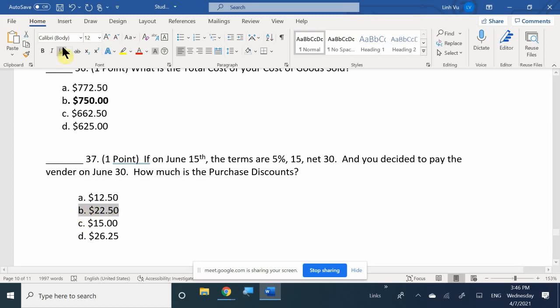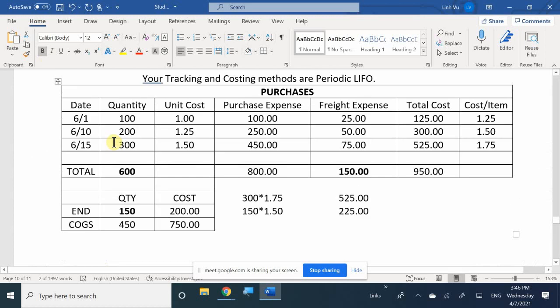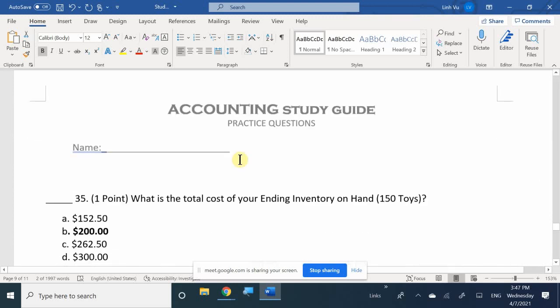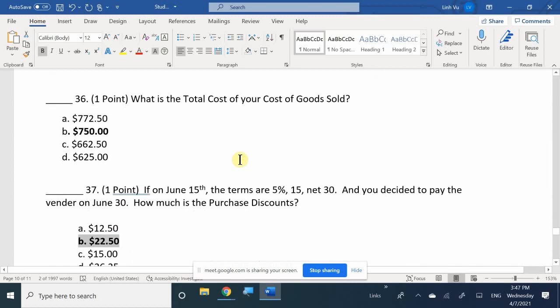How did you get 22.50? Because I went back up and got the, let me scroll up here. I got D. I know where I messed up, at 150 each. Perfect. We said the purchase on the 15th, so you purchased 300 at 150, right? Is the purchase on the 15th? Let me see. Yeah, okay.